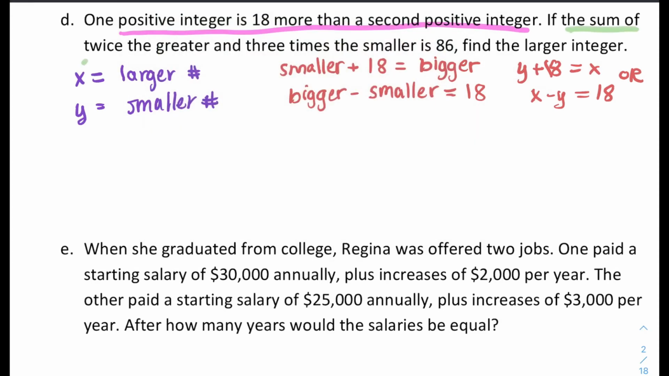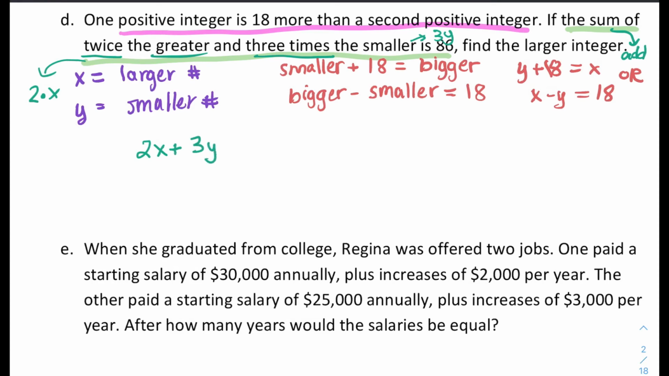The other fact I have is that the sum of twice the greater and 3 times the smaller is 86. So that's kind of a big piece of information. We're talking about the sum of, so I'm going to be adding 2 things together. What I'm adding is twice my greater number, so 2 times my bigger number x, and 3 times my smaller number, so 3 times y. I'm doing the sum of those, so 2x plus 3y is supposed to equal 86.